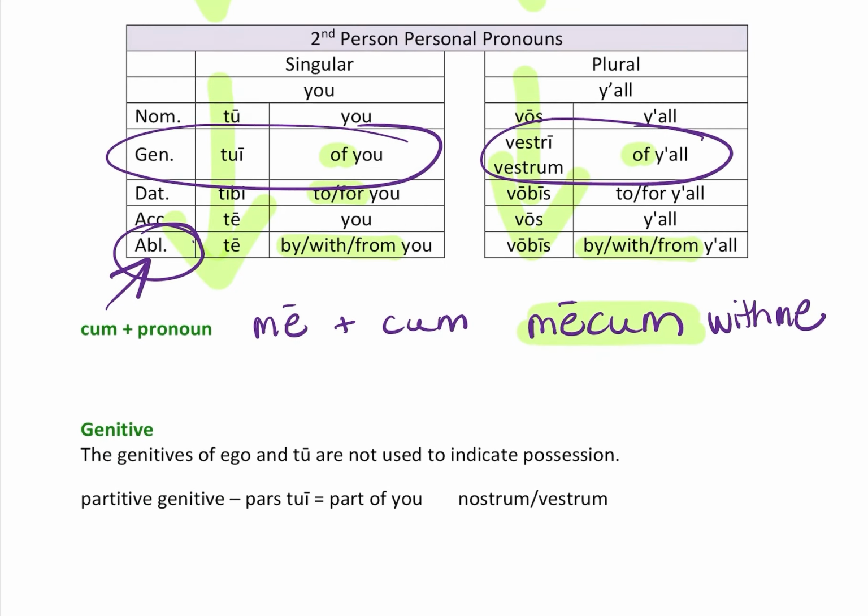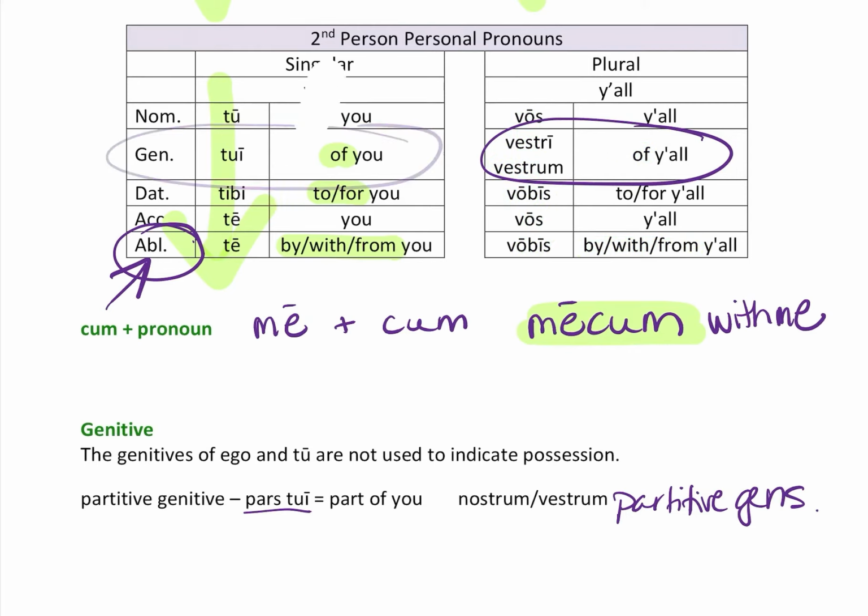One of the uses is the partitive genitive, and partitive means part of something. So if I wanted to say part of you, I would say pars tui, part of you. Now, nostrum and vestrum are the partitive genitives. You have to memorize both of them, but only nostrum and vestrum are the partitive genitives.